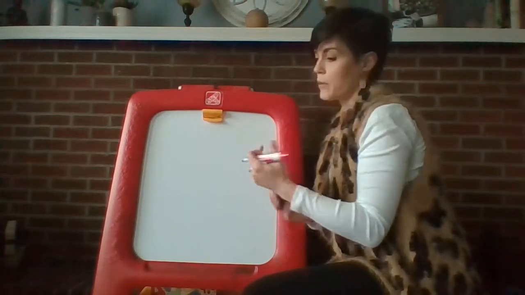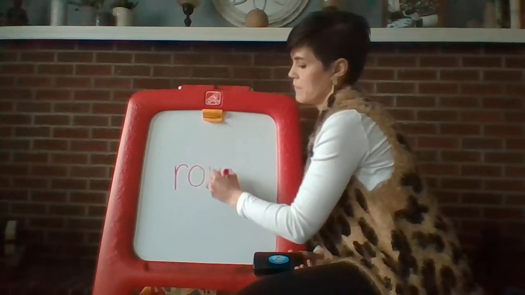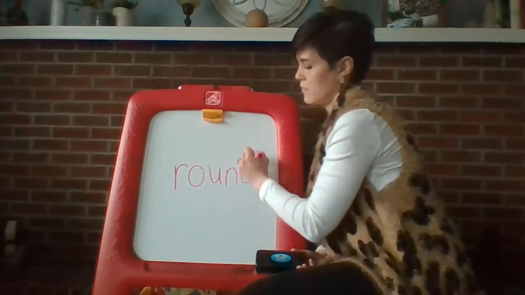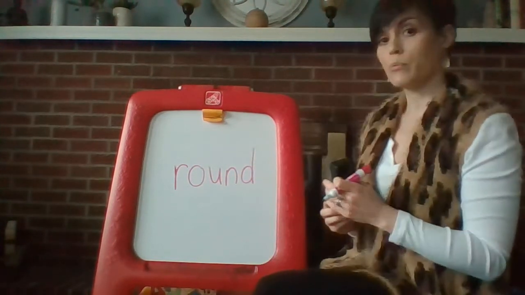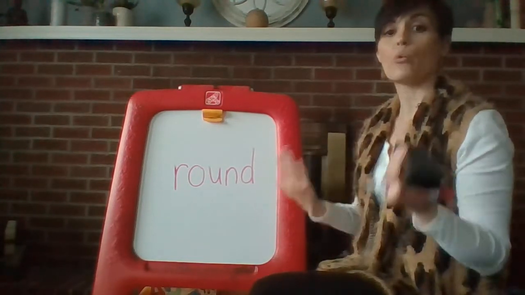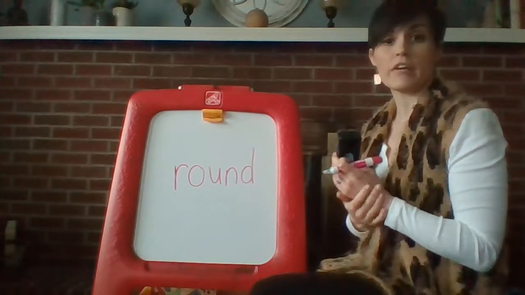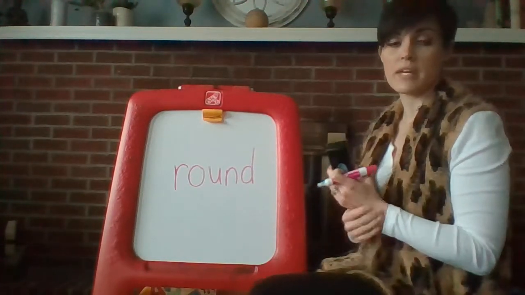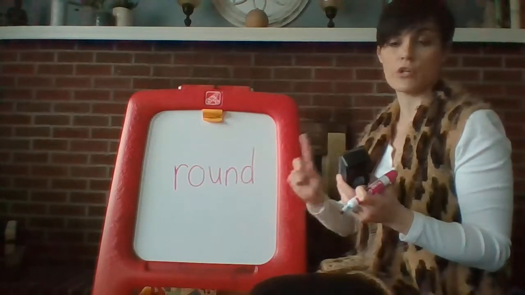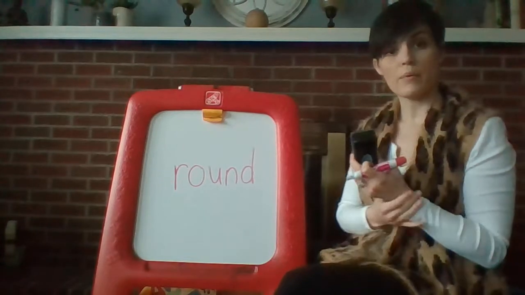And the last word that we're going to be working on for this week is the word round. R-O-U-N-D, round. Okay, and that just describes what a shape might look like or what an object might look like. If something is round, it's in the shape of a circle or a ball. Okay, so those were our 6 new sight words this week.